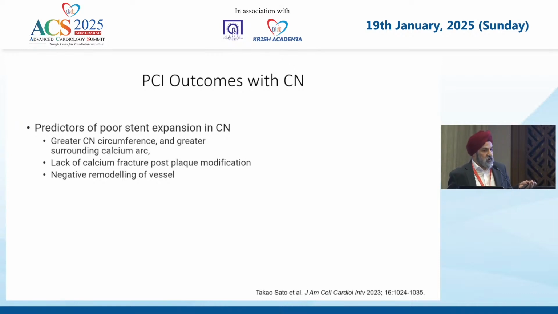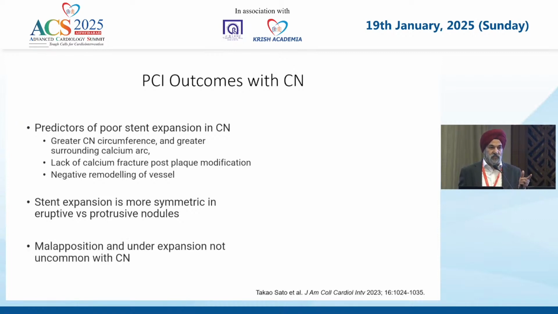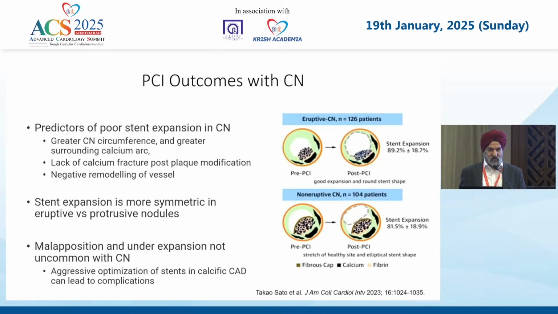These are patients who have greater circumference of the calcific nodule and there is a lot of surrounding calcium, there is negative remodeling, or you have with your tools not been able to fracture the calcium well. Stent expansion, as I showed you in the case example, is more symmetric with eruptive nodules. Malapposition is pretty common in calcific milieu. One should not chase this with aggressive balloon dilatations. You will have complications. So as stated, in a deformable nodule, you get good stent expansion.